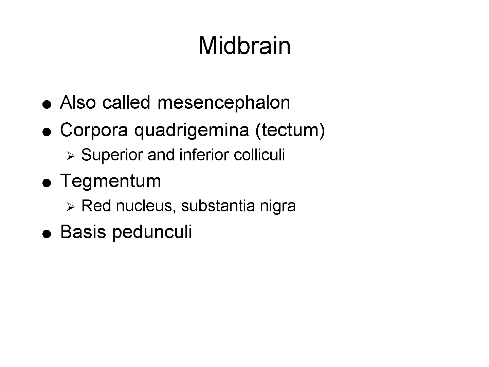The midbrain, also known as the mesencephalon, acts as a vital relay center for visual, auditory, and motor system information. It includes the corpora quadrigemina, with superior colliculi for vision and inferior colliculi for hearing. Other important structures are the tegmentum, which contains the red nucleus and substantia nigra, and the basis pedunculi, which carries motor fibers. The midbrain is essential for sensory motor integration and reflexes.